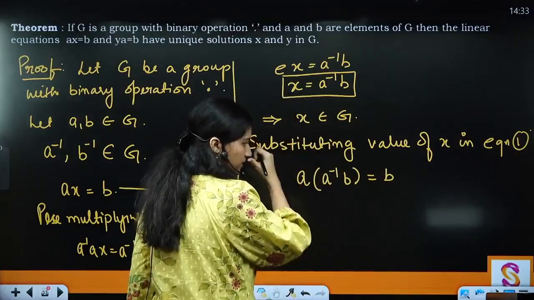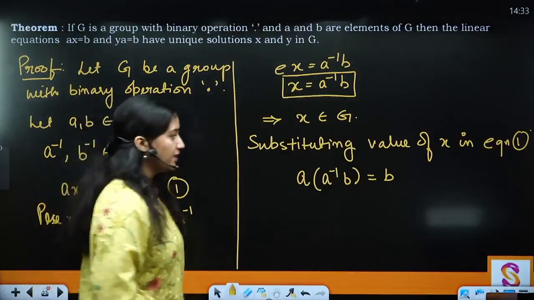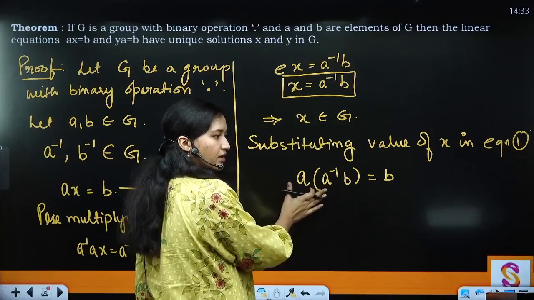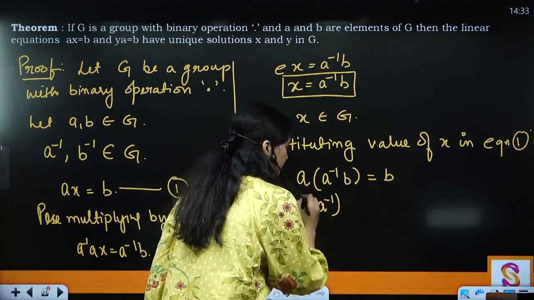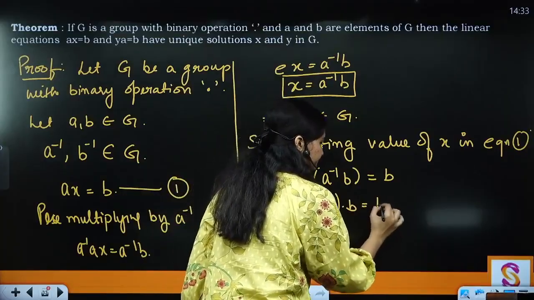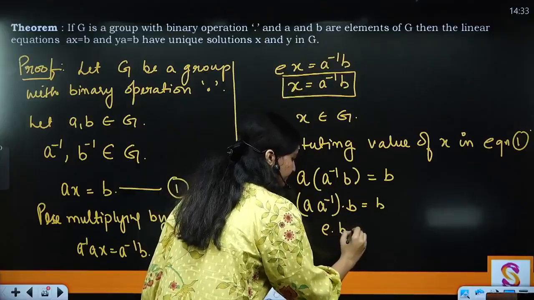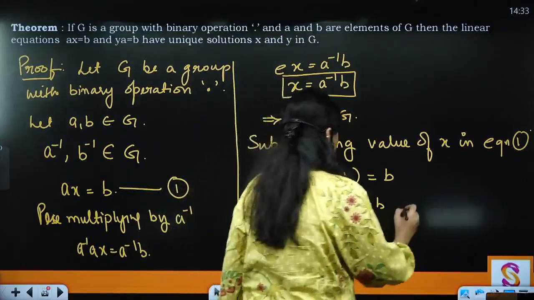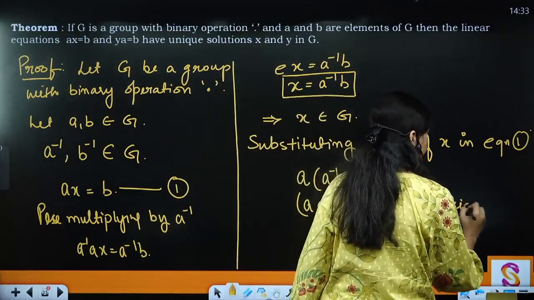Now since it is a group, it is going to hold associativity as well. So if I operate these two first, it is going to be the same thing. Now A inverse A is going to be what? e, which is going to give me the result. So here you can write associativity holds.